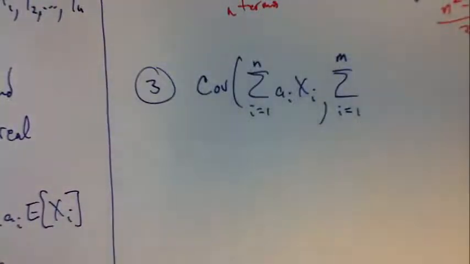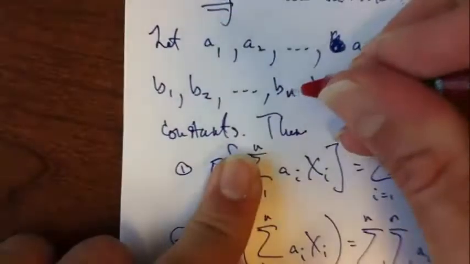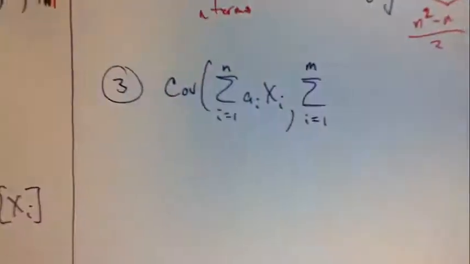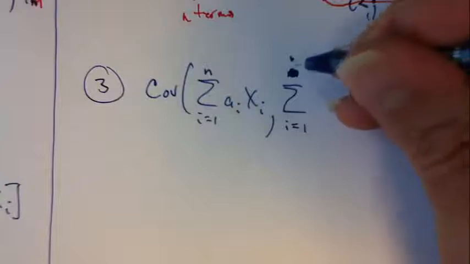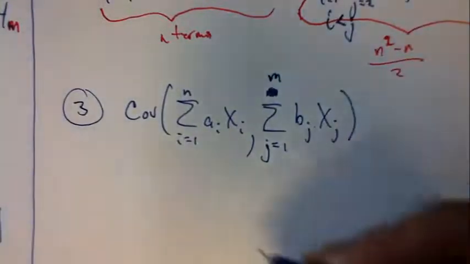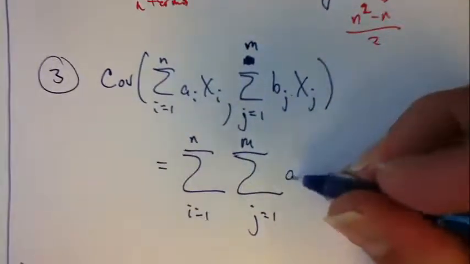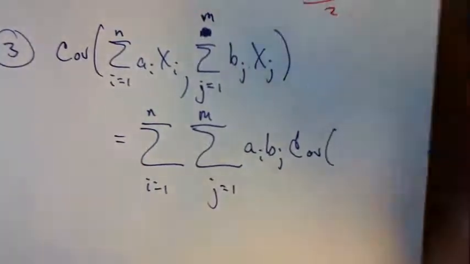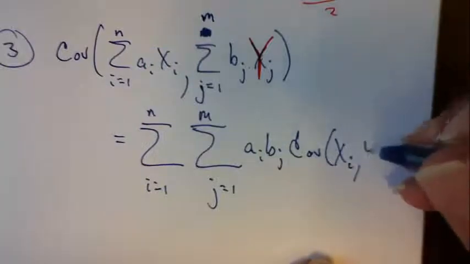In fact, I don't have to have the same number of y variables as x variables. I'm going to change this subscript to m. It could be that at one store you have a different number of items. So i goes from 1 to m, and maybe we'll give this the subscript j, and then b sub j times y sub j. Turns out this is equal to the double sum, i goes from 1 to n, j goes from 1 to m, a sub i, b sub j times the covariance of x sub i with y sub j.